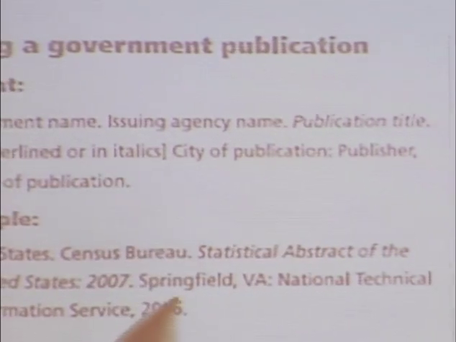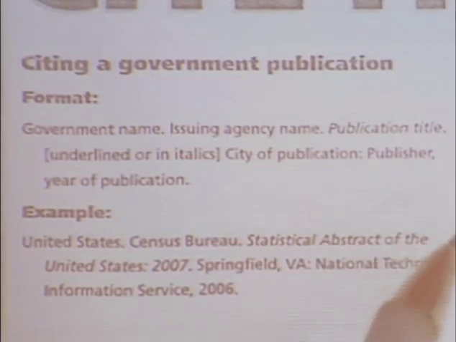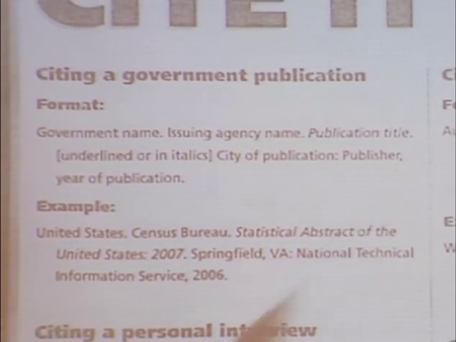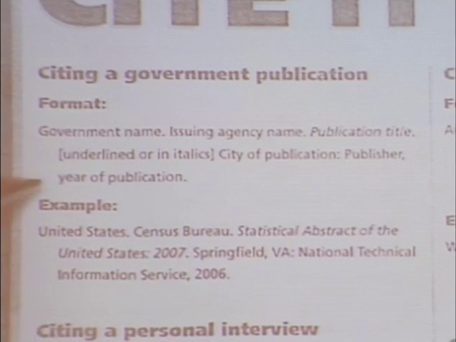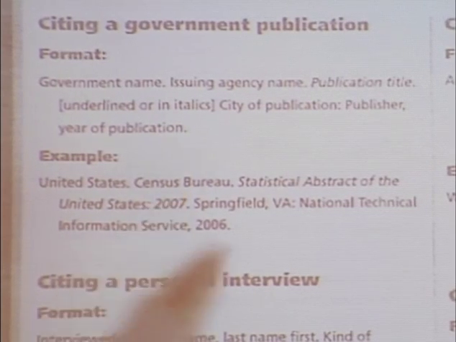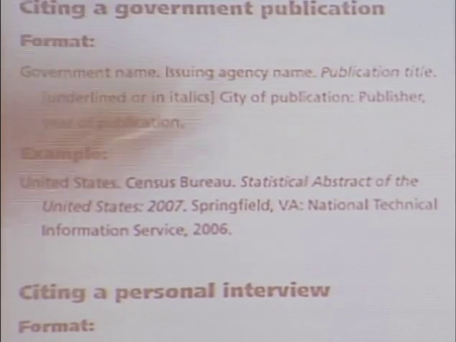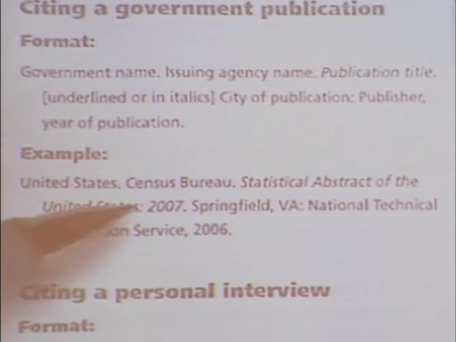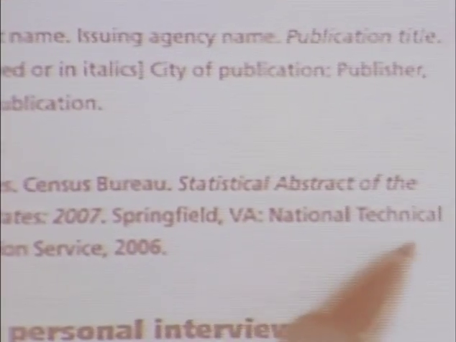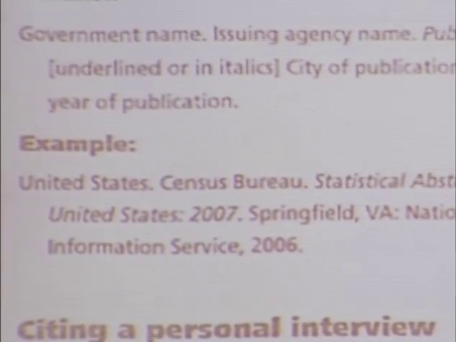Whenever you see in these examples in the formats anything that's capitalized, like a city or publisher, that means that the actual publisher or the city you're going to have to capitalize as well, followed by a comma, and then the year of publication. And notice that's in lowercase. Example, United States, notice it's in capital. Census Bureau is the issuing agency. Statistical Abstract of the United States, that's our publication title, and it's in italics, colon, 2007, period. The place, Springfield, Virginia, colon, National Technical Information Service, comma, 2006, period. That is the year of publication right here.